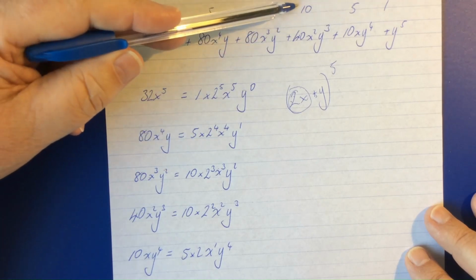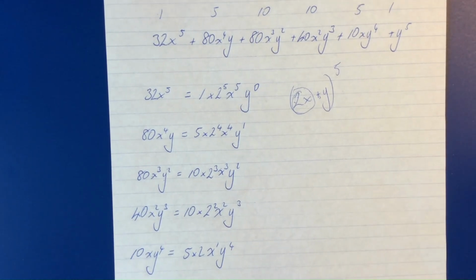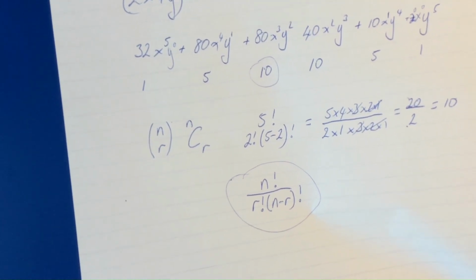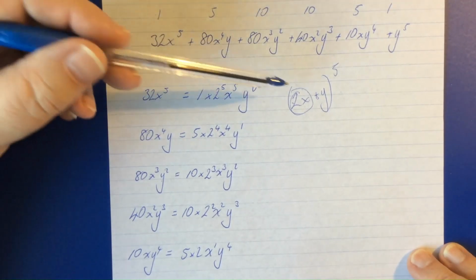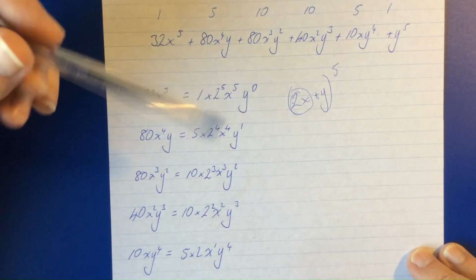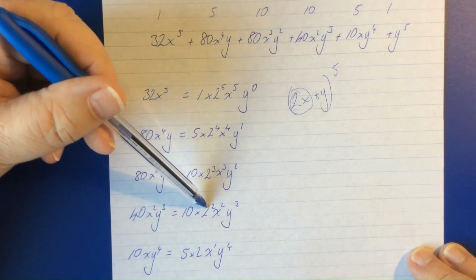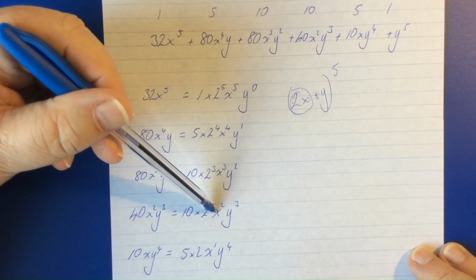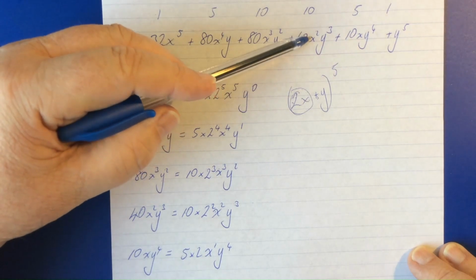Next one, our multiplier is 10 again. And by the way, we can calculate these the long way if we want. Just going back to this, we also have this method here of calculating each of these multipliers for whatever the coefficient of x might be here. So where was I? I think I'm here. 10 times 2 to the power of 2 is 40. x to the power of 2, again we're subtracting. y to the power of 3, again we're adding. That's this expression here.